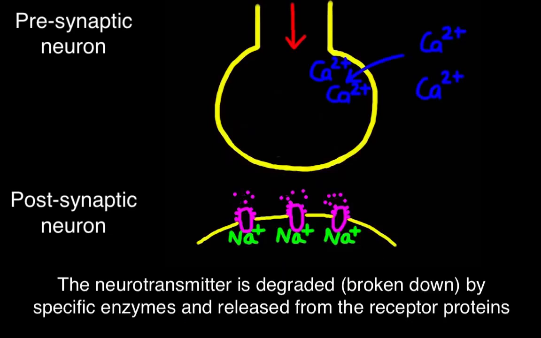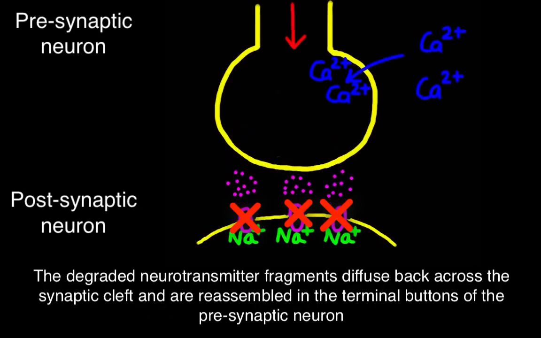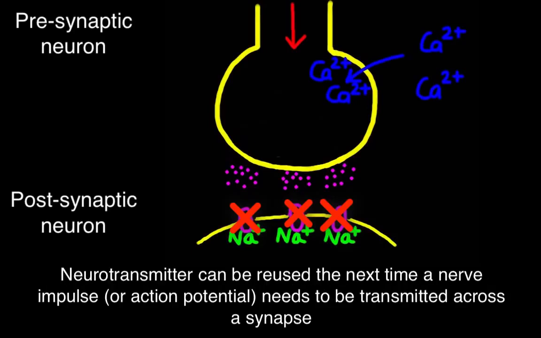The neurotransmitter is then degraded or broken down by specific enzymes and released from the receptor protein. The sodium ion channels then close, so no further sodium ions can diffuse into the postsynaptic neuron. The degraded neurotransmitter fragments can then diffuse back across the synaptic cleft, and they are reassembled in the terminal buttons of the presynaptic neuron. In this way, the neurotransmitter can be reused the next time a nerve impulse or action potential needs to be transmitted across a synapse.